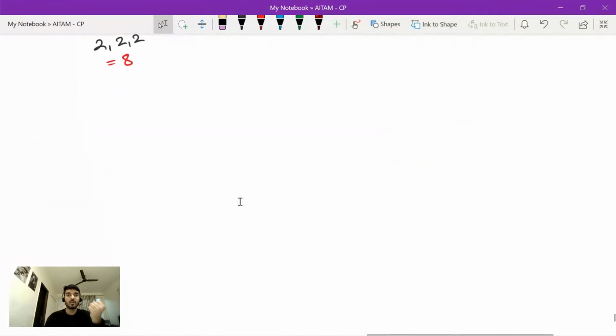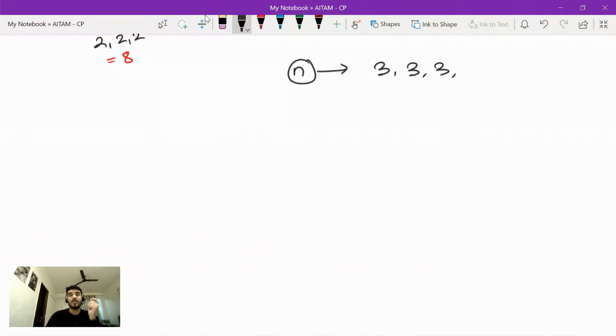So it's always better to break this n into chunks of 3. So 3, 3, 3, 3, and then we are left with some remainder. So now what do I have to do with the remainder? What is the remainder we have? The remainder is n mod 3. This remainder could be either 0, 1, or 2.